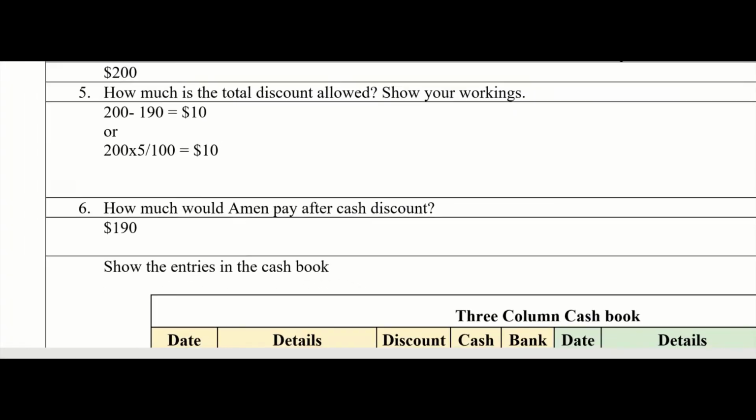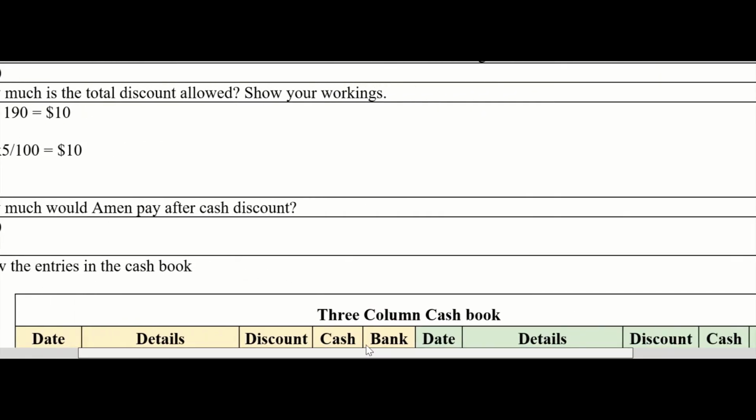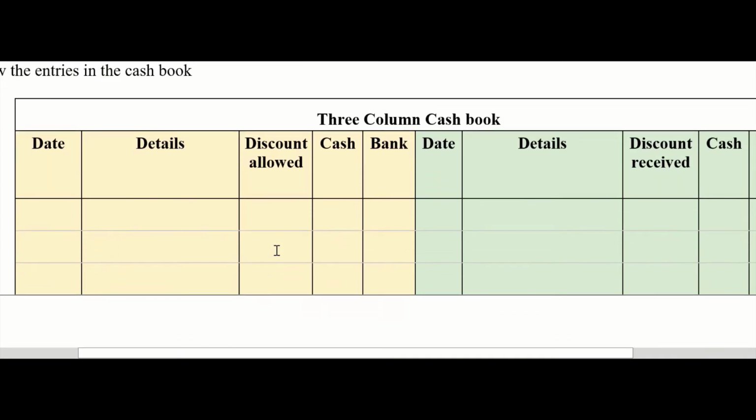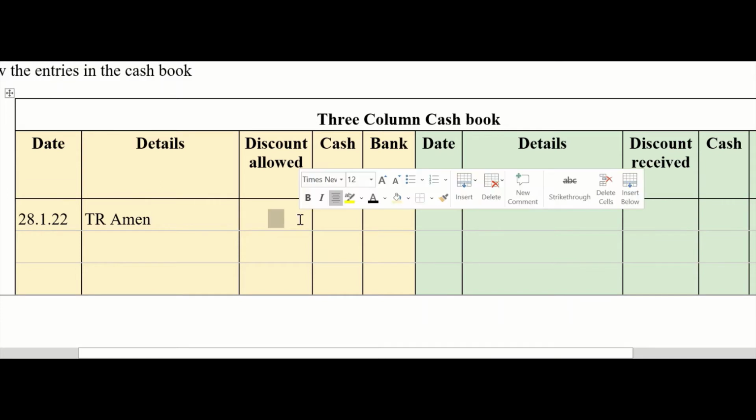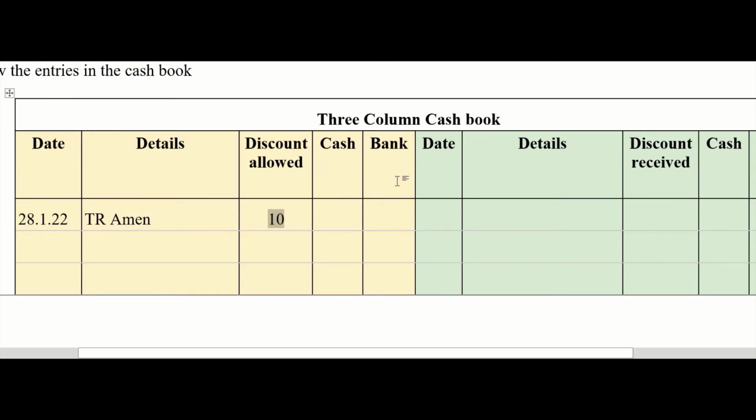So here also you're receiving the payment from your trade receivable. Therefore, you would enter this transaction on the debit side, enter the date, followed by you're receiving it from trade receivable Armin, include the amount of discount that you calculated, which is 10, and you're receiving the payment through check. Therefore, you debit bank by 190.